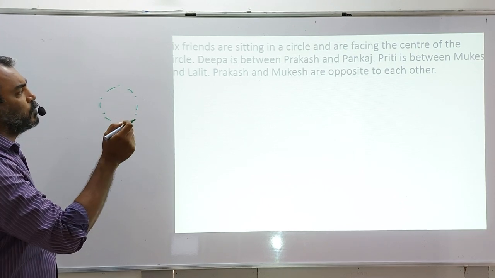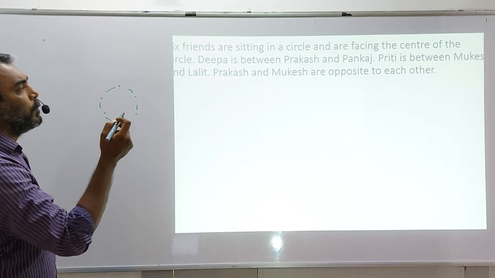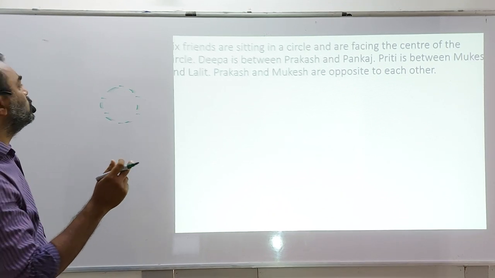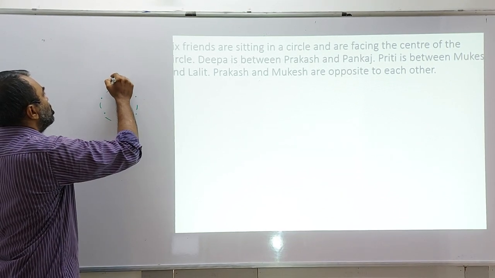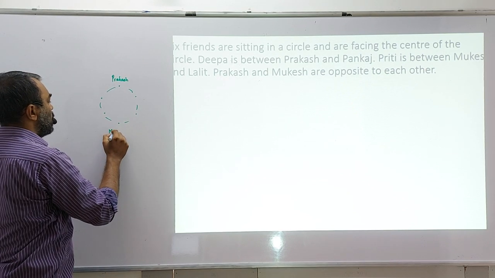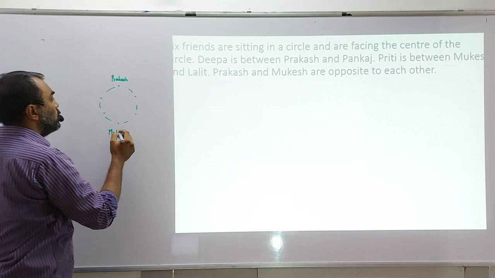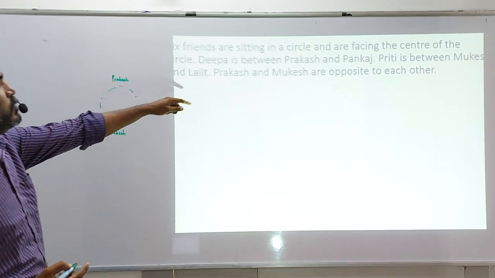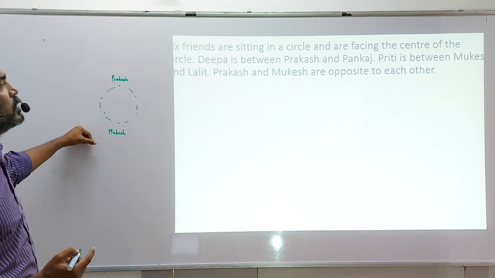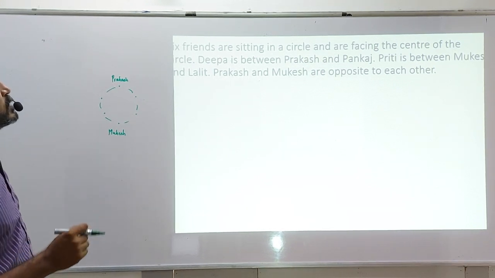Deepa is between Prakash and Pankaj, okay, we'll put that. Preeti is between Mukesh and Lalit, okay. But Prakash and Mukesh are opposite to each other. So that should be our starting point. Prakash and Mukesh sit opposite to each other. That is a very concrete thing. That should be our perfect start.